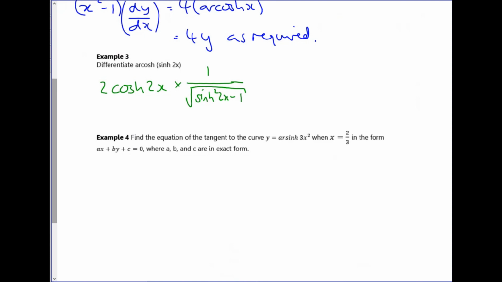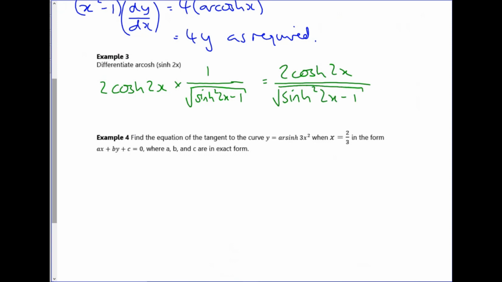You're looking at this and thinking maybe you can use an identity, but I don't think you can. Remember, the identity is cosh squared minus sinh squared equals 1. So 1 plus sinh squared equals cosh squared. If it had been that, that'd be nice, but it's not. So I'm just going to leave it like that. You can write it all together. So 2 cosh 2x over root sinh squared 2x minus 1.